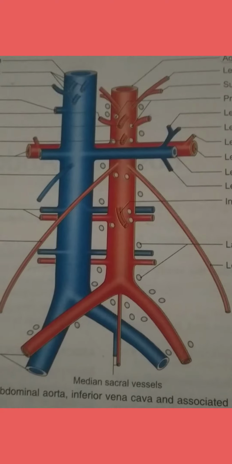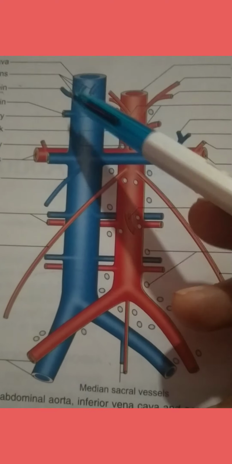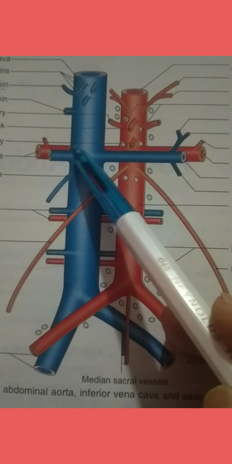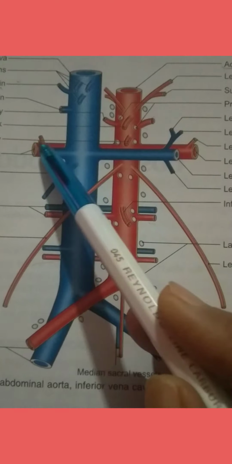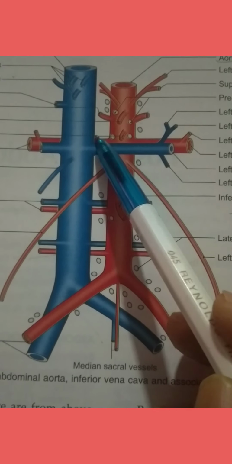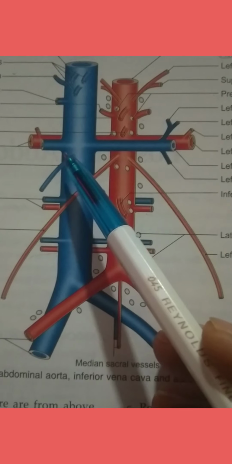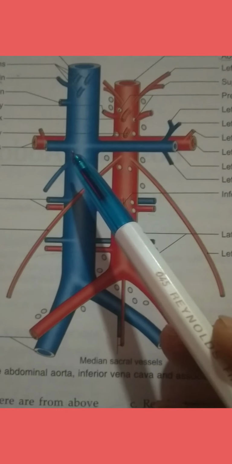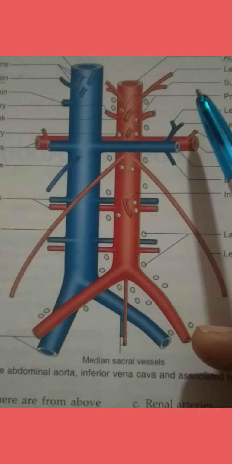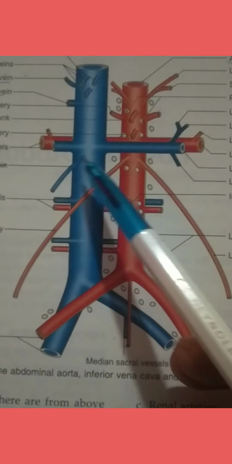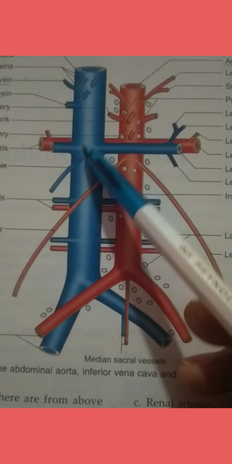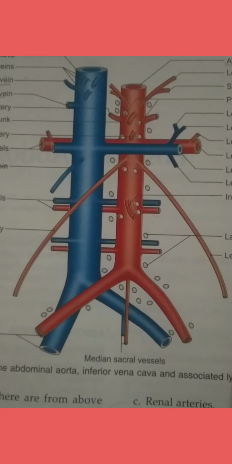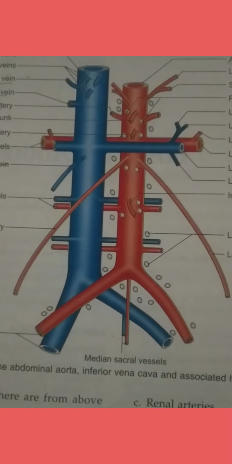Next are the posterior relations of the IVC. Posterior to the IVC lies the right crus of the diaphragm. Then posterior to it lies the right suprarenal artery. Then is the right celiac ganglion. Then the medial part of the right suprarenal gland. It is also related to the sympathetic chain, and below it lies the psoas major. So these are the posterior relations of the IVC.